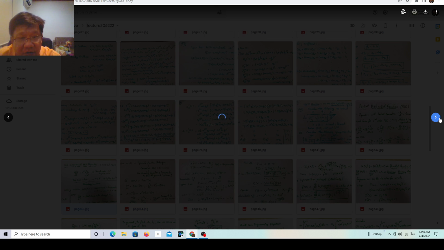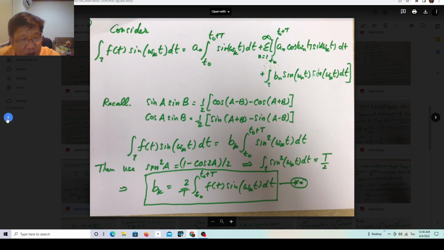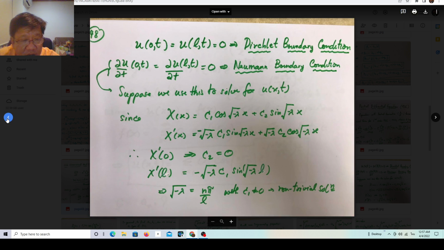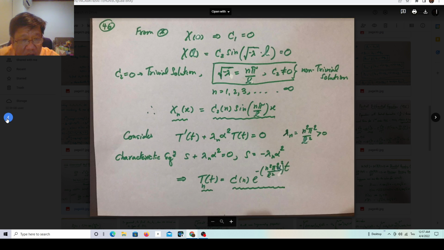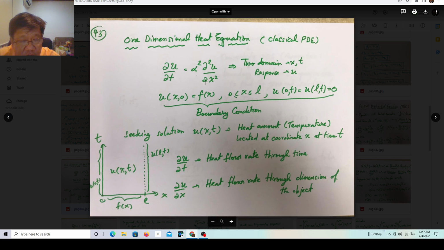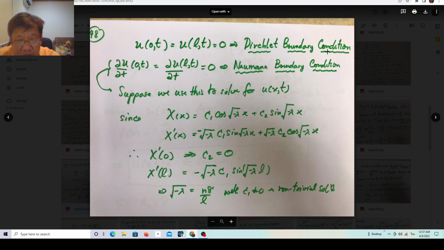So it's a little bit difficult. I'm sure that you have to repeat watching it several times. First of all, I'm going to conclude the key statement: we want to solve the general solution here with this boundary condition. And there are two types of boundary condition, which we call the Dirichlet boundary condition and the Neumann boundary condition.